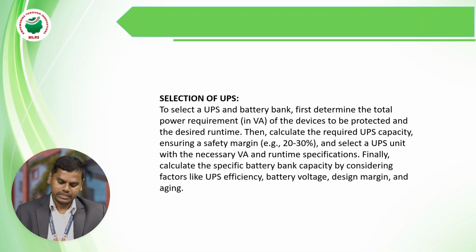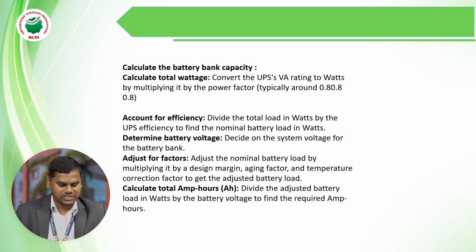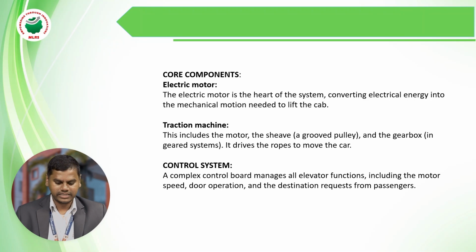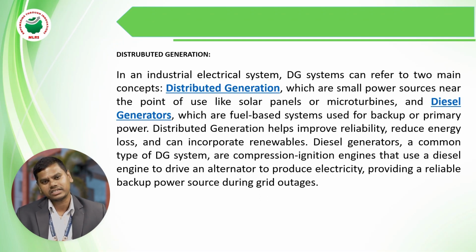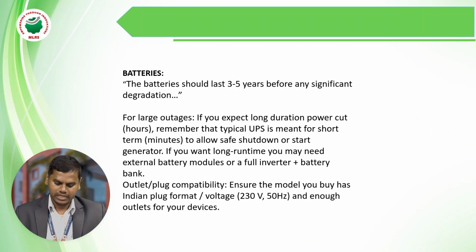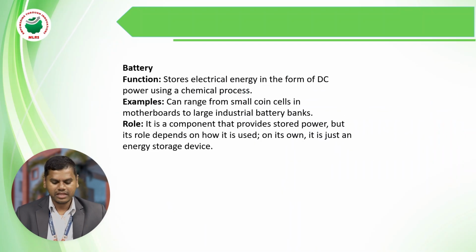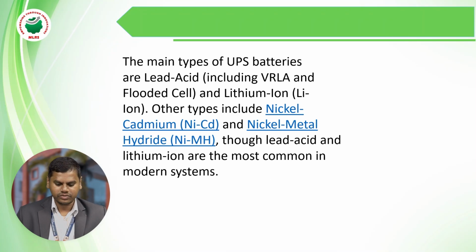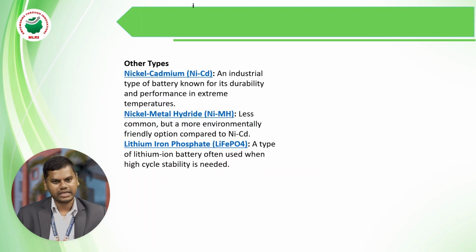Next, calculate the battery bank capacity and account for its characteristics, and next consider the other factors. Next, elevators and the core components of the elevators, and next DC systems. DC systems means distribution and generation, and next batteries and battery function examples. Next, UPS, an uninterruptible power supply, and its function and components, and next types of UPS batteries and other types. So these are what we are discussing today in the class.